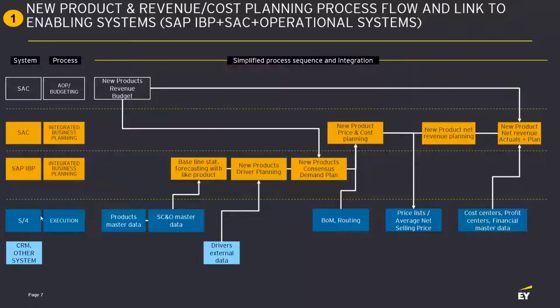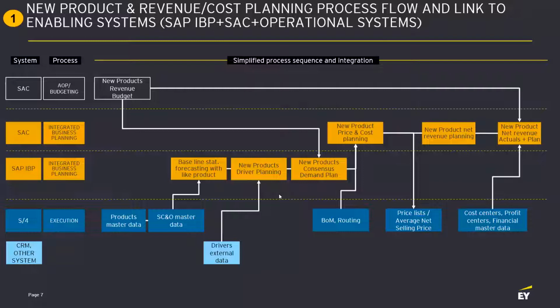So you see on the left-hand side really where the data comes from and what are the process steps. This is very important when you start to join the process and the system architecture together, because that's what we would recommend you to do when you're building this type of model. So you're actually doing here in SAP IBP the baseline statistical forecasting for the new product being implemented, based on the like product or a group of products.